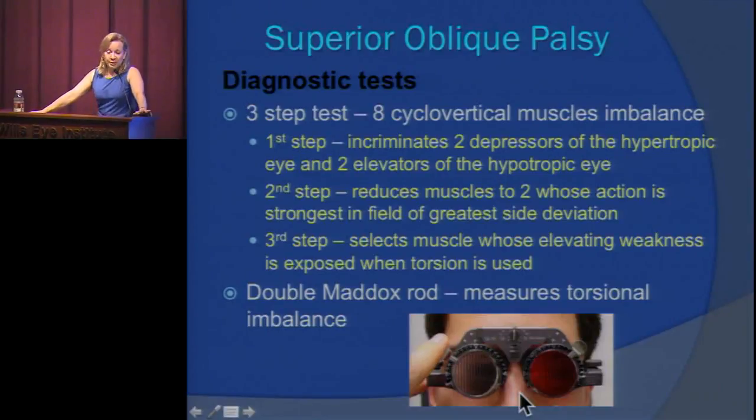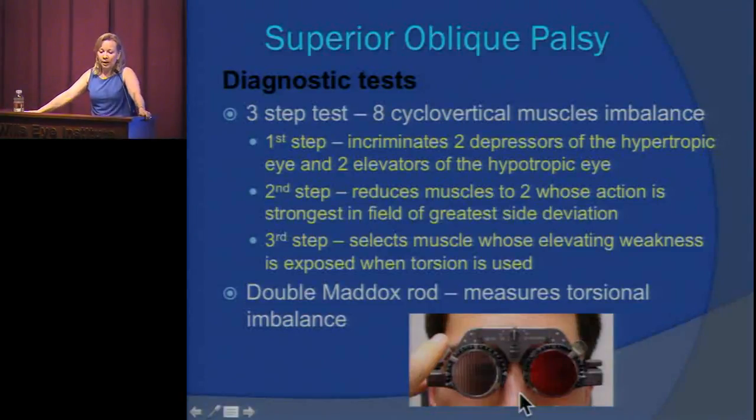Hopefully everybody knows the three-step test. That's not one that you need to know for boards or need to talk about in boards, really, but it is one you need to know clinically, okay? The three-step test deals with the eight cyclovertical muscles and the imbalance between them. In the first step, remember, you're just dealing in primary position, which muscles could cause a hypertropia. It's either the depressors on the hypertropic eye or the elevators on the other eye.